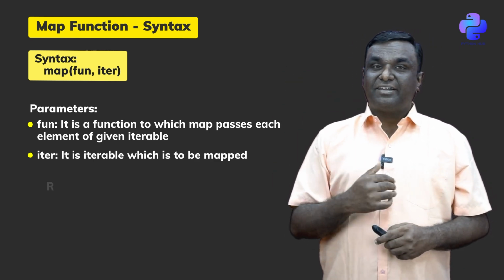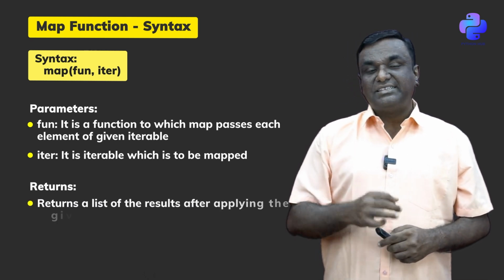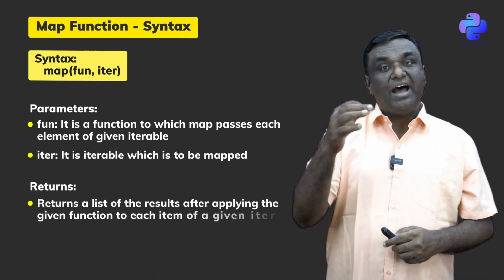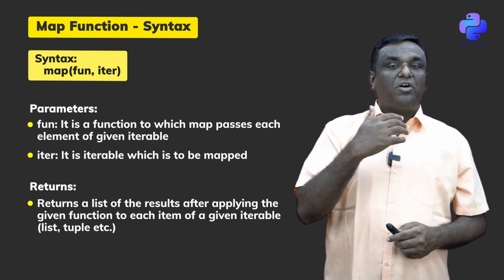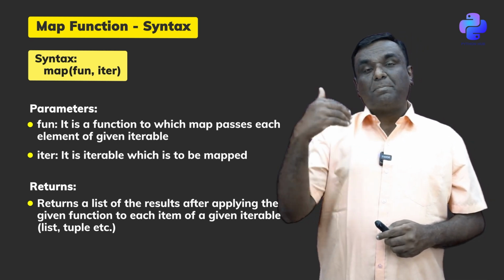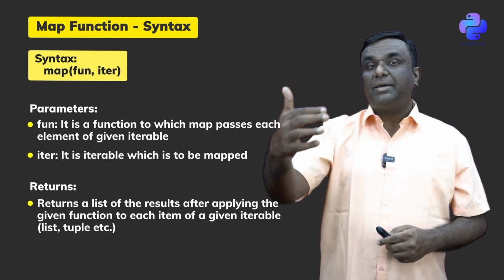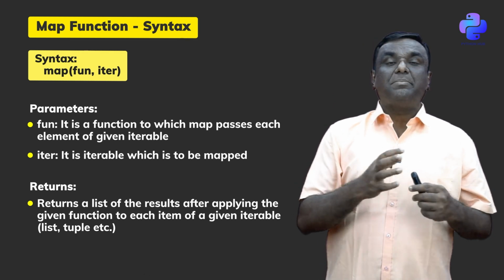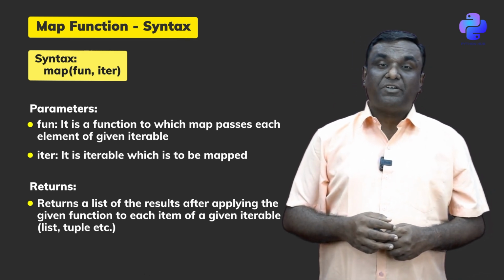Now what does it return? It returns a modified list. That is, it is a list of the results after applying the given function to each and every item of the given iterable. Be it list or tuple, you have applied the function on each and every item of the list or the tuple, and then the modified one is given back as the object. That's what map function offers you.